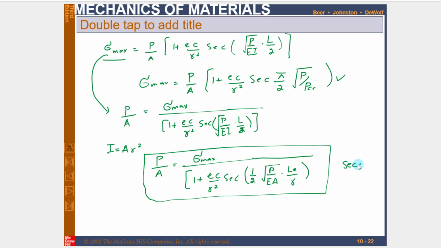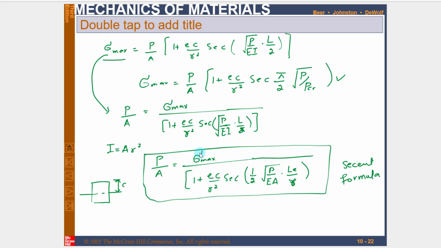Secant formula. Now E is eccentricity, C is the distance from neutral axis to the outermost edge. For example, if this is neutral axis, so C is this distance. Clear? P is the load, E is the modulus of elasticity, A is the area, L is effective length, and R is radius of gyration. So you can see that this P by A will be equal to this one.